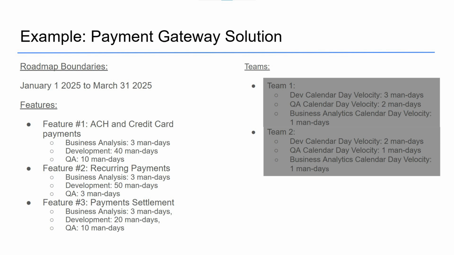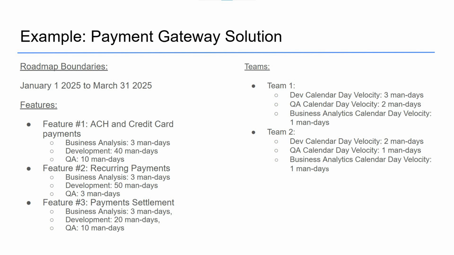Calendar day velocity is a measurement that defines how many man-days the team can contribute per calendar day. For example, if the team has 3 developers, 2 testers, and 1 business analyst, their velocity can be defined as 3, 2, and 1 man-days correspondingly.